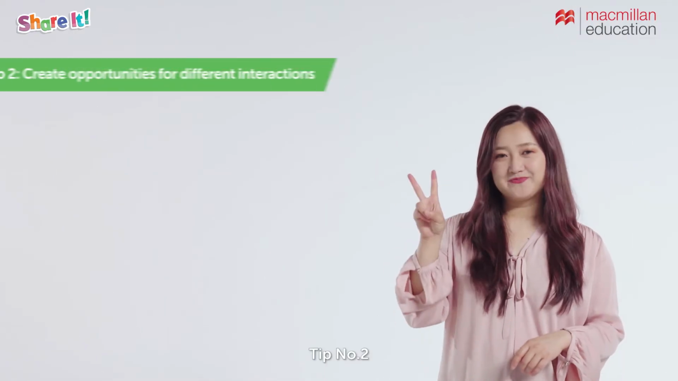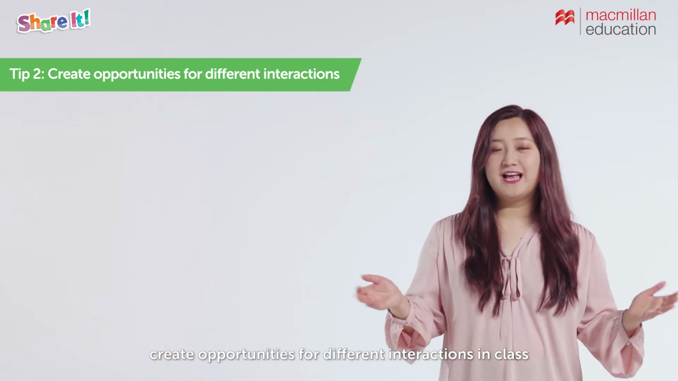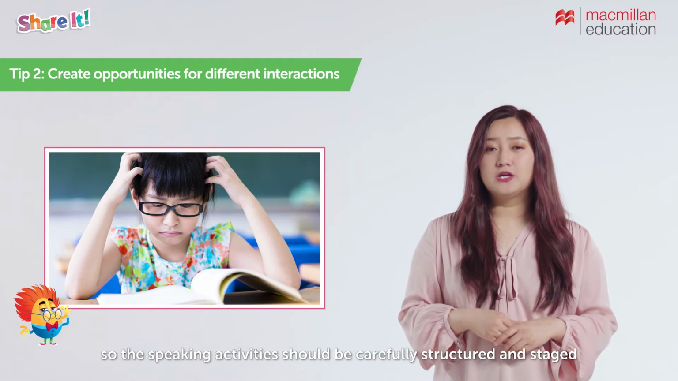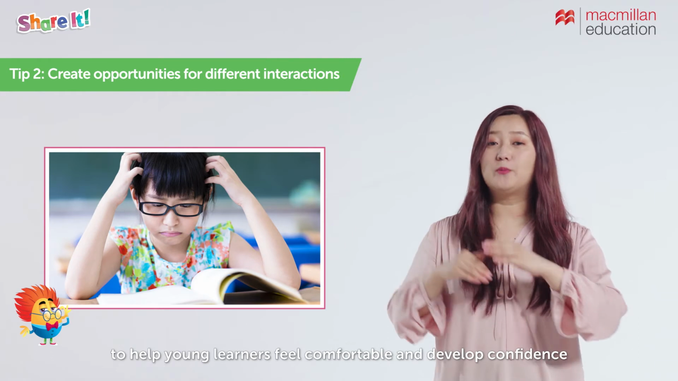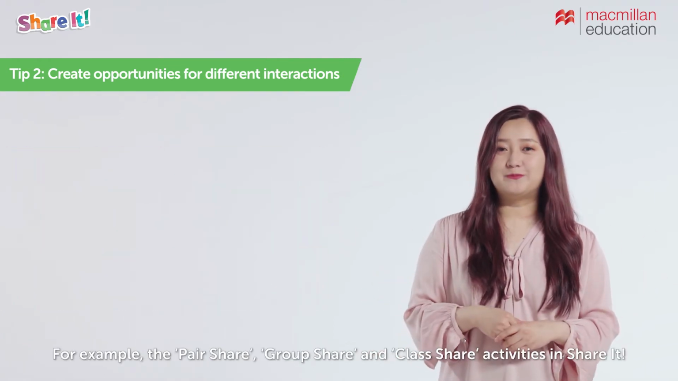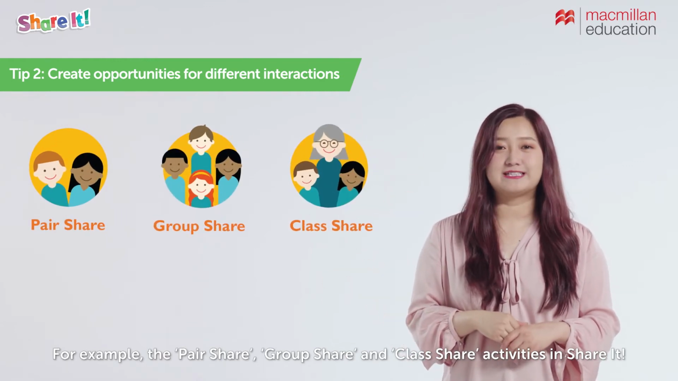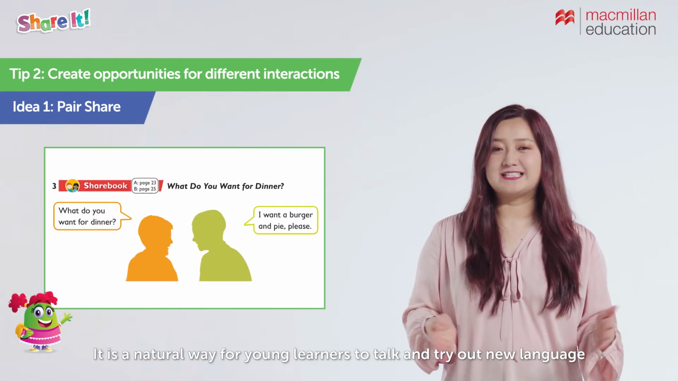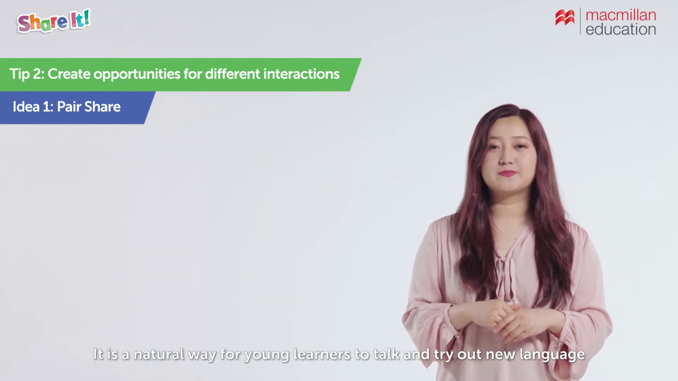Tip number 2. Create opportunities for different interactions in class. Sometimes young learners feel shy and don't have confidence. So the speaking activity should be carefully structured and staged to help young learners feel comfortable and develop confidence. For example, the pair share, group share, class share activities in Share It. The pair share activities are non-threatening. It is a natural way for young learners to talk and try out new language.